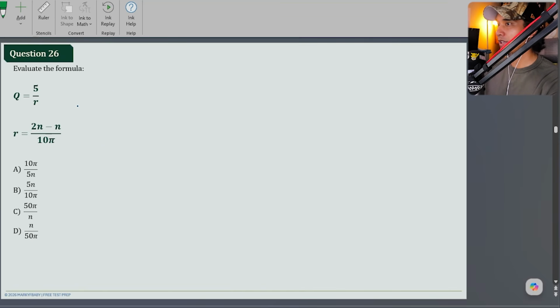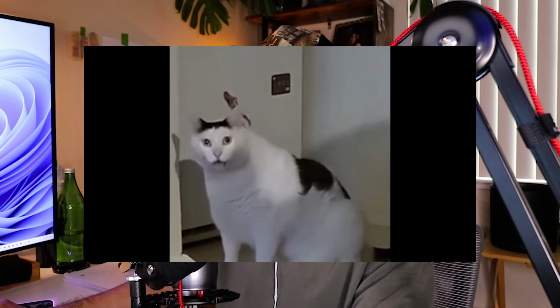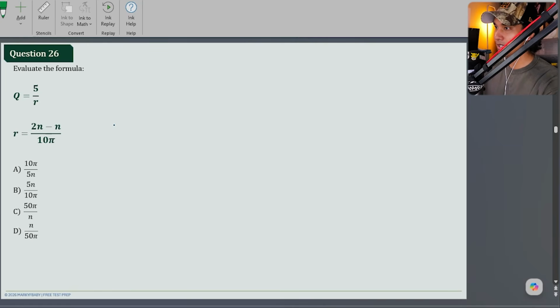Evaluate the formula. Q equals 5 over R, and then we have R equals 2n minus n over 10 pi. Okay? So all we're going to do here is panic because this looks crazy. Just kidding. We're not going to panic. First, I'm going to simplify this. I could see that I need to simplify this.